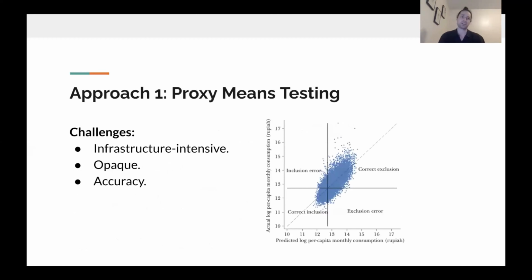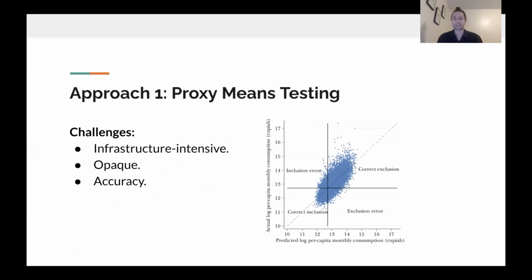This has a couple of challenges. You have to be able to send a survey out to everybody, and you have to be able to send enumerators out after that. So it's infrastructure intensive. Typically, these formulas aren't published to people, so it's an opaque process. And there's also some accuracy problems.